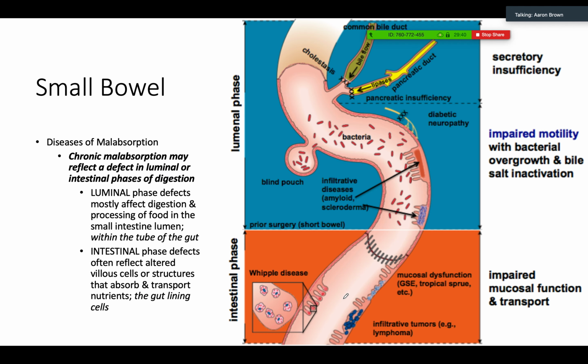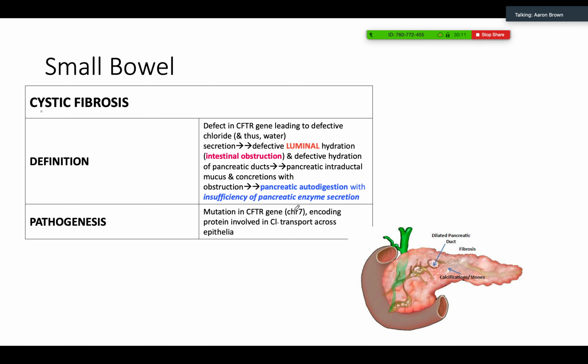So moving from the stomach to the small bowel, the job of the small bowel is to absorb all this junk that we eat, and so when we have problems absorbing that food, that's what we call a disease of malabsorption. And so that disease can either be part of things that happen within the lumen of the intestine, or things that happen in the cells themselves that are lining the intestine. Okay? So the first one we will talk about is cystic fibrosis.